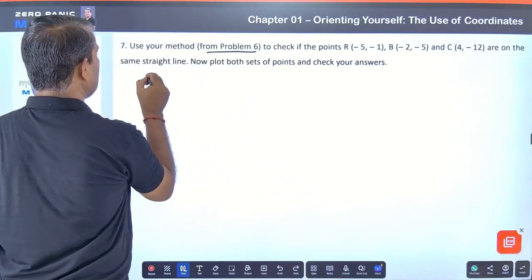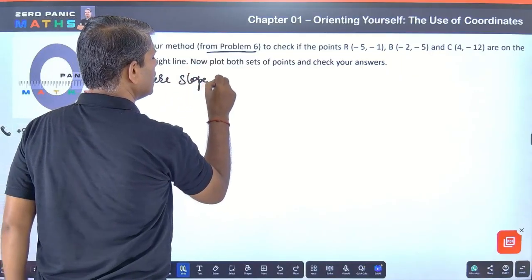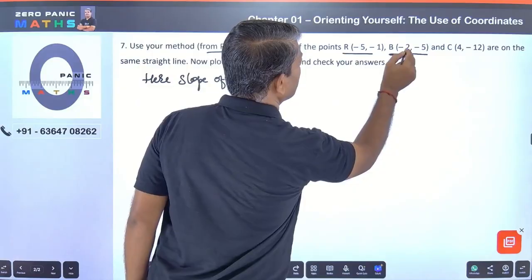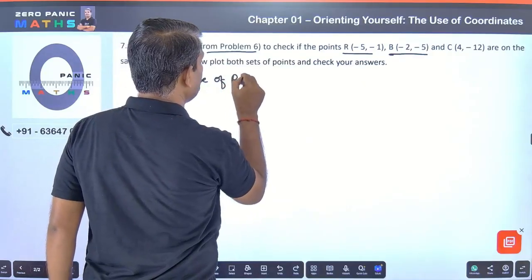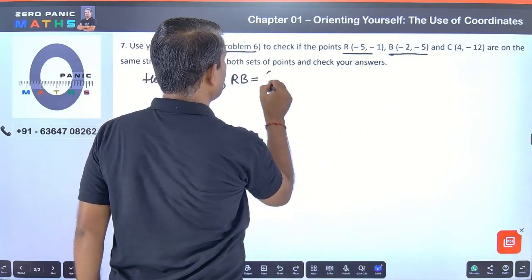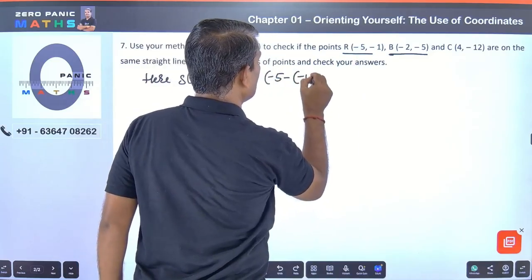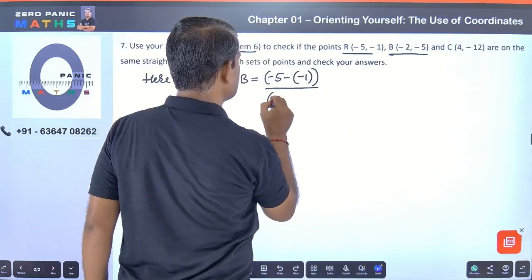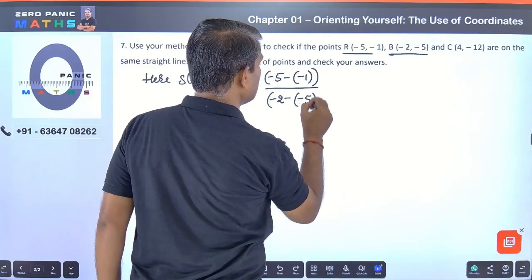So here I can say slope of the first 2 points R and B. What is RB? First of all, slope of RB is equal to y2 minus y1. Y2 is minus 5 minus of minus 1, divided by x2 minus x1. What is x2? X2 is minus 2 minus of minus 5. So what is this?